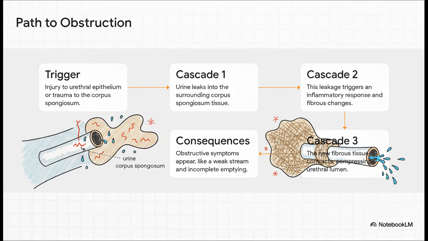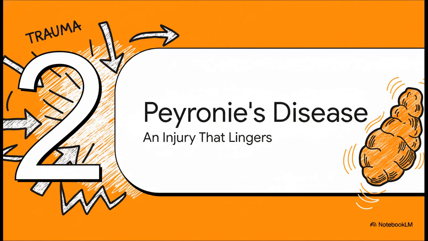And that's when you get the symptoms, right? A weak stream, feeling like you can't empty your bladder. It all comes from that simple cascade. All right, let's shift gears to our next topic, Peyronie's disease. We're calling this an injury that lingers. And it's actually a similar story of wound healing gone wrong. We're going to connect the dots between trauma and the formation of a fibrous plaque, a plaque that leads to a pretty noticeable physical change.